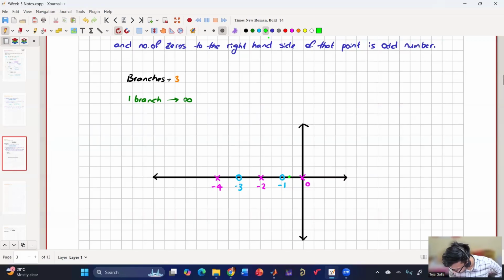If I consider this point, to the right side of that point only one pole is there, which means this point is a solution of the root locus, because to the right hand side of this point there is an odd number of poles and zeros combined. So this region will be part of the root locus, agree? Because on the right side there is only one pole and it is an odd number. Is this point clear?